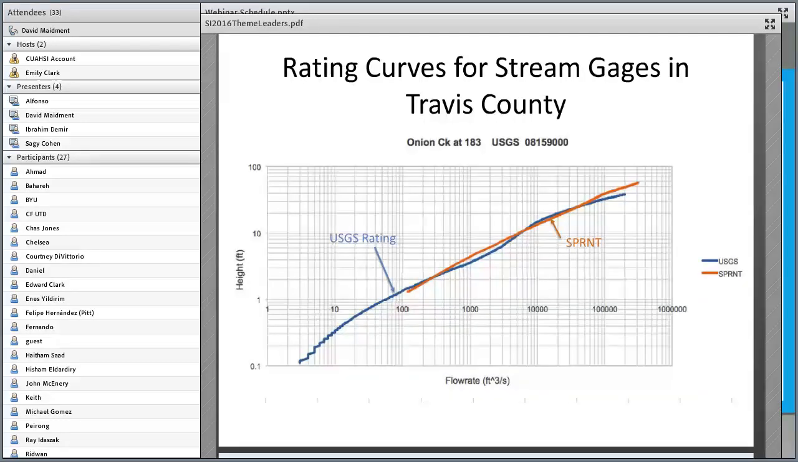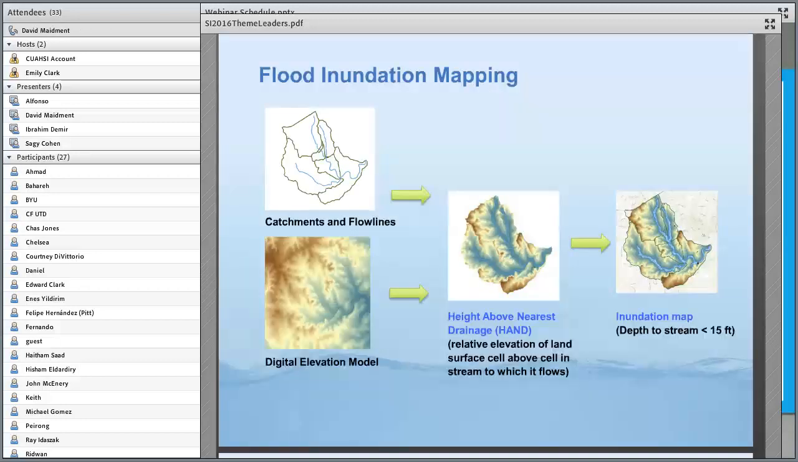Okay, thank you. We're back now with rating curves of Travis County. So it turns out that there's a method that's been developed in river ecology called height above nearest drainage, or HAND. If we take the catchments and flow lines upon which the National Water Model operates and the digital elevation model, we can calculate for each cell in the landscape the difference in elevation between that cell and the cell in the stream to which it flows. And that's called the height above nearest drainage.